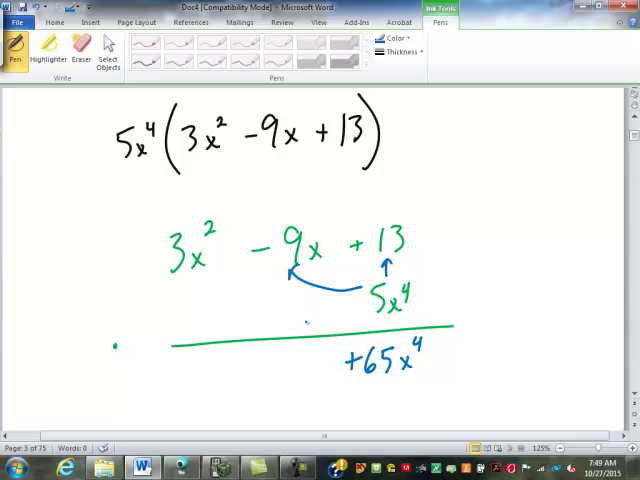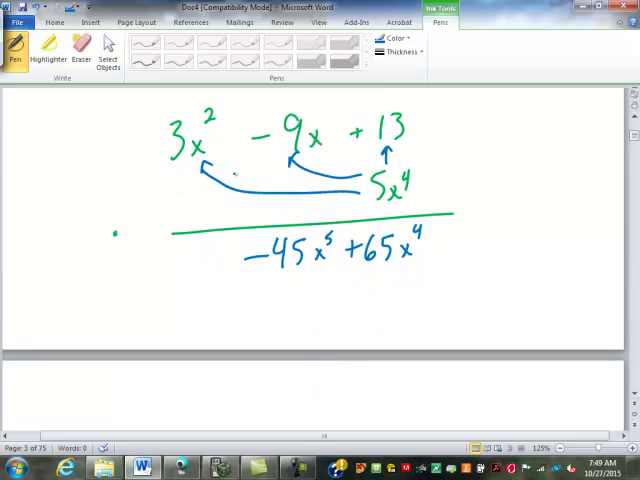5x to the fourth times negative 9x is negative 45, and that is x to the fifth. And then 5x to the fourth times 3x squared. 5 times 3 is 15. X to the fourth times x squared gives x to the sixth. 2 plus 4 is 6. And that will be our answer.